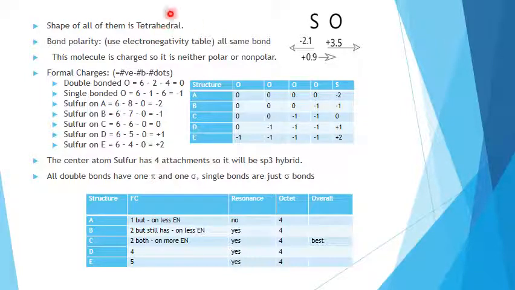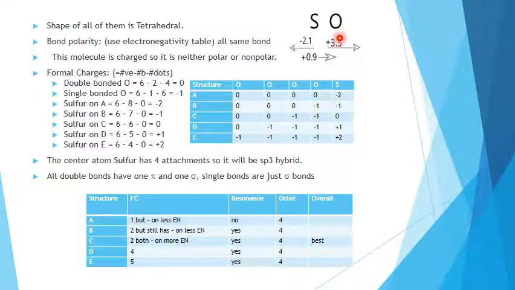Okay, so let's move on here. The shape of this is tetrahedral. It just has 4 connections, no lone pairs on the center atom. And if you look at the table that I gave you, you'll see that. Also, if you look at the table, if it has four attachments, no matter what, the hybrid is going to be sp3. So this is sp3 as well.